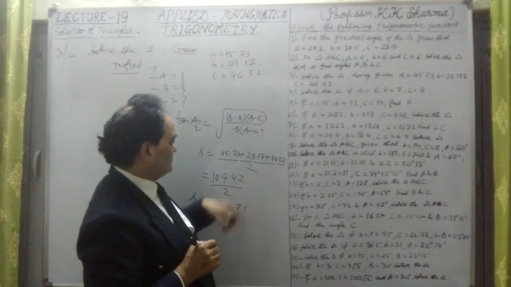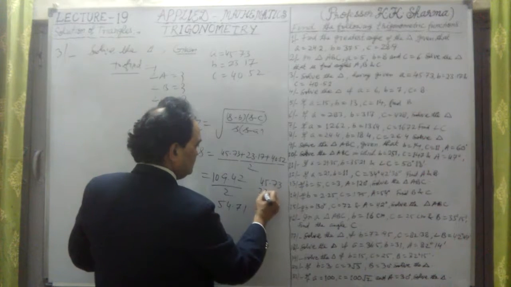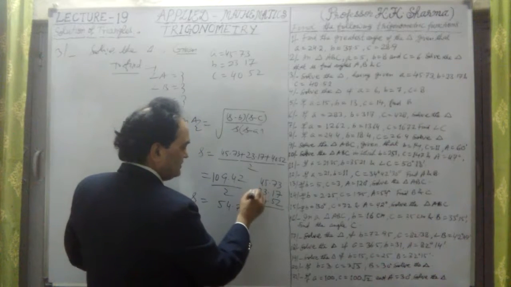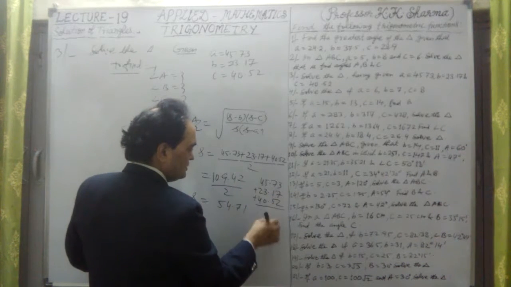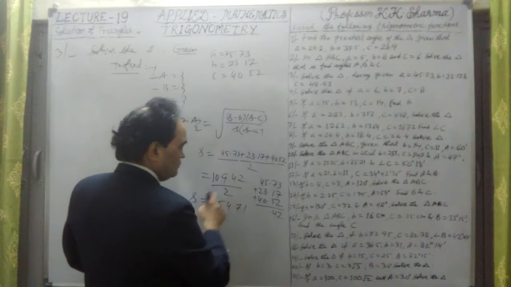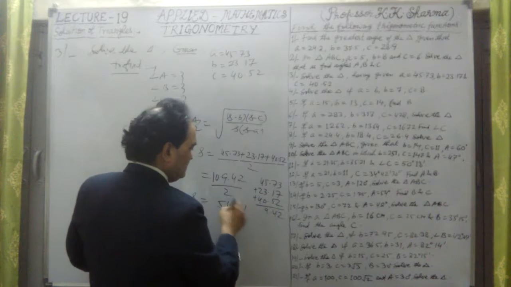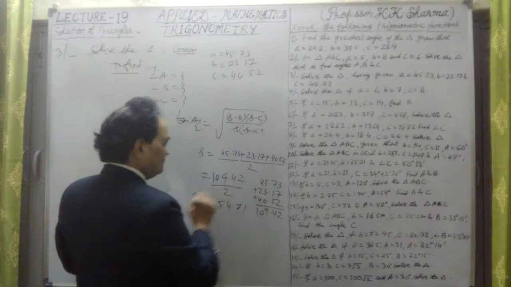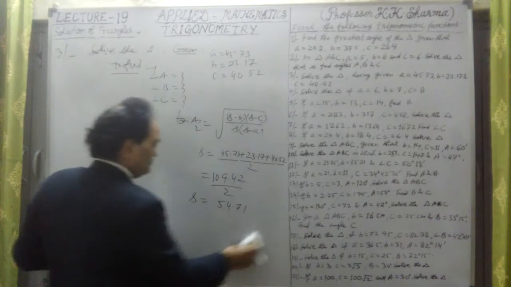Again, let me check this by putting down the simple addition of 45.73, 23.17 and 40.52, to see whether this value is correct or not. Adding again, it gives 109.42, exactly the same value. Then the division is okay. So this is the value of small s.